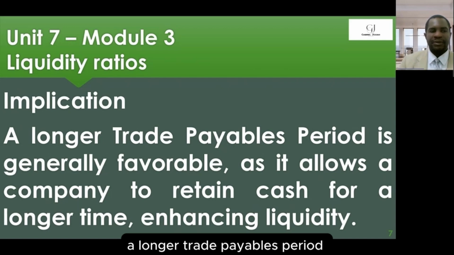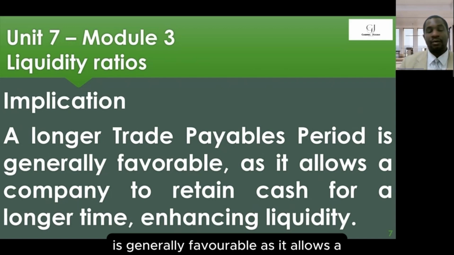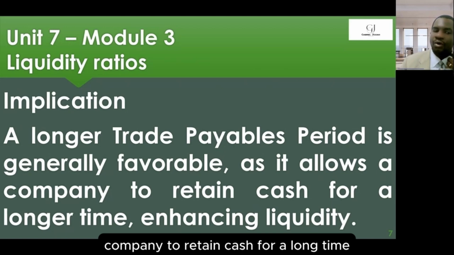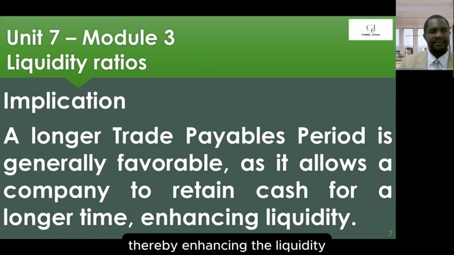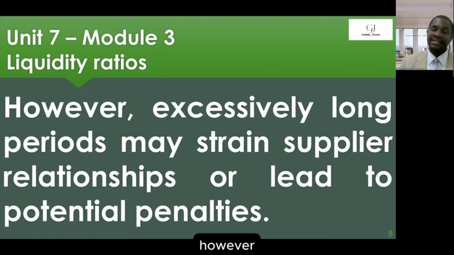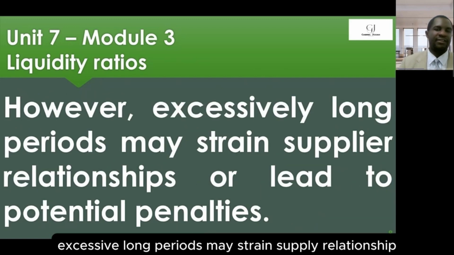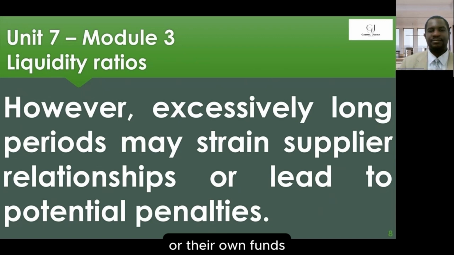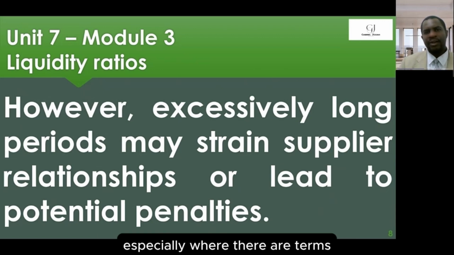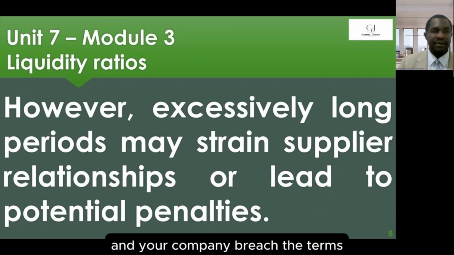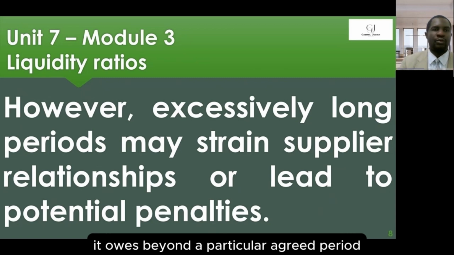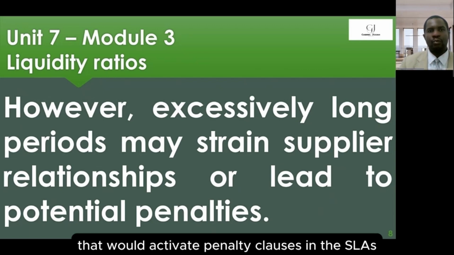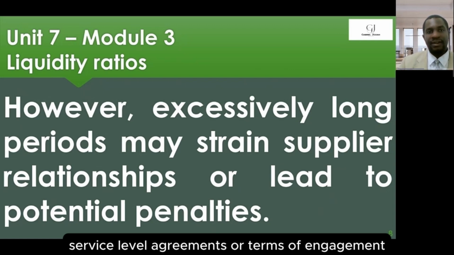A longer trade payables period is generally favorable, as it allows a company to retain cash for a long time, thereby enhancing liquidity. However, excessively long periods may strain supplier relationships because you're also holding their funds, and may lead to potential penalties, especially where your company breached the terms and owes beyond a particular agreed period. That would activate penalty clauses in the SLAs, service level agreements, or terms of engagement.